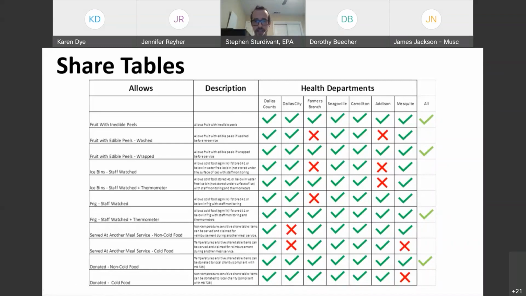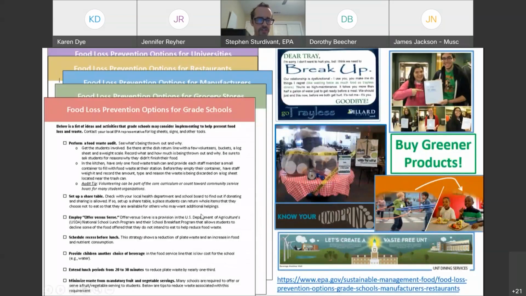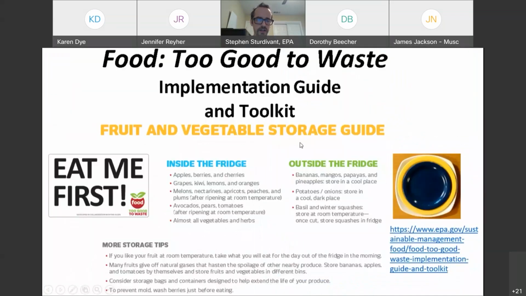Share tables. I can help connect you with your local health department to make sure you have share tables that meet your local requirements. This is where students can just drop off unwanted items at a table where other students can come and get an extra item if they want. We also have other tips you can do, not just food waste audits. Tips of things you can do at home to reduce food waste. We've got a lot of that.